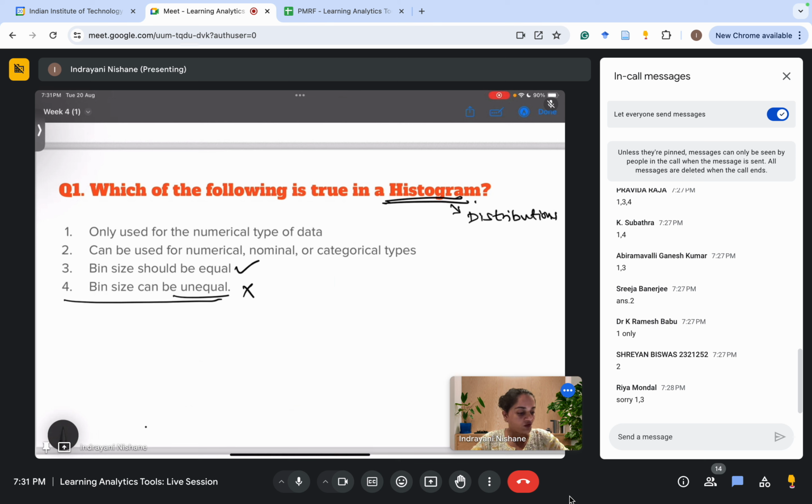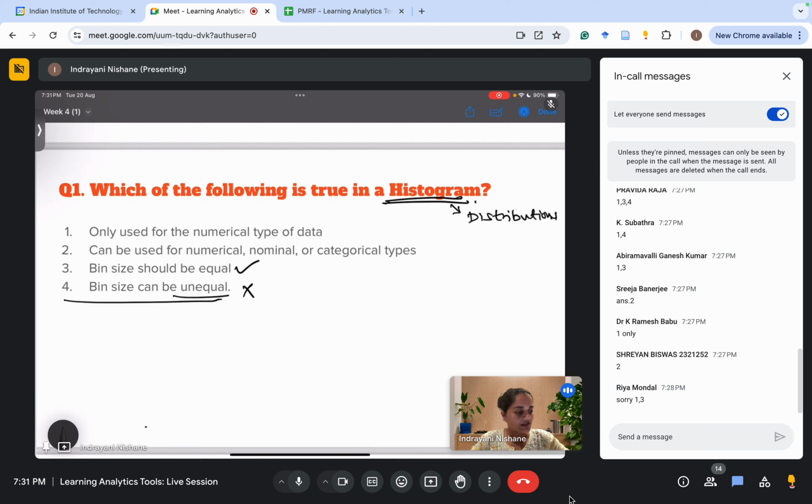So that's why we will go with option 3 and will not go with option 4. Okay? So option 1 and 2, now let's read one by one. Only used for numerical type of data, and can be used for numerical, nominal, or categorical type.